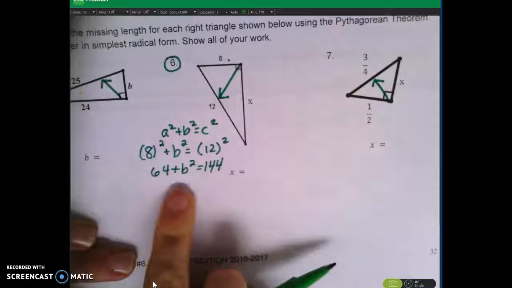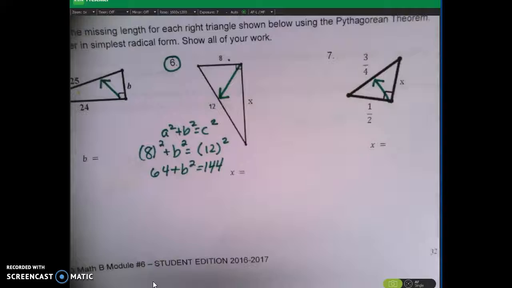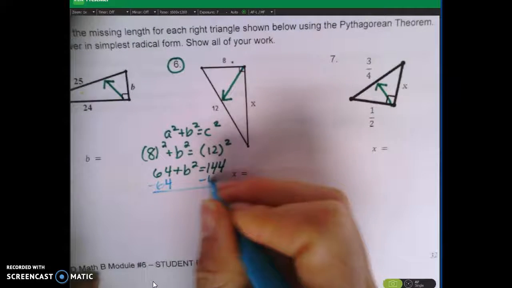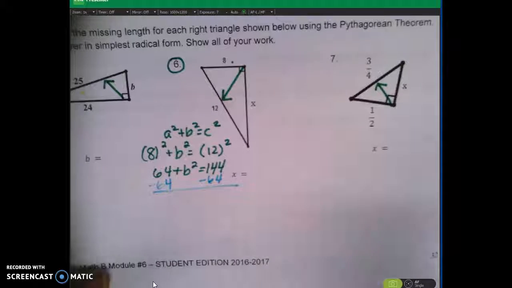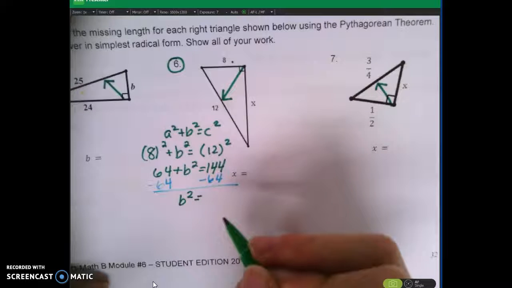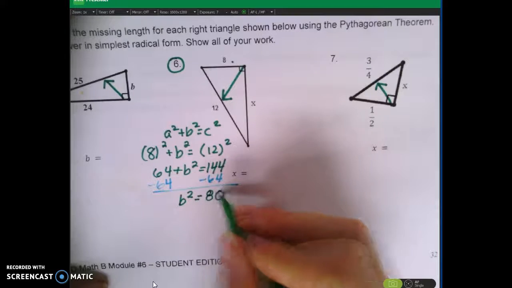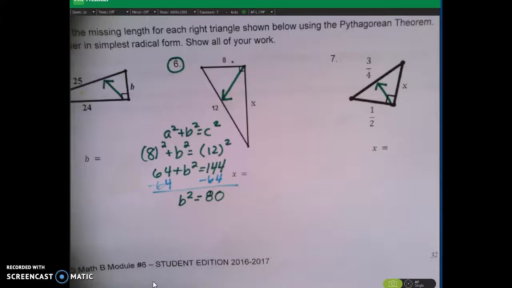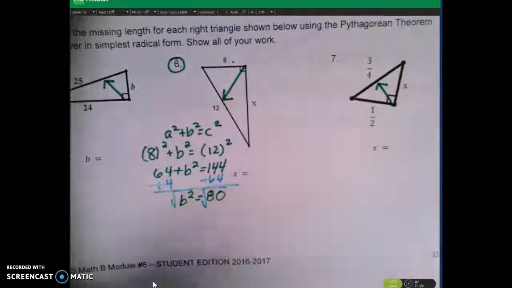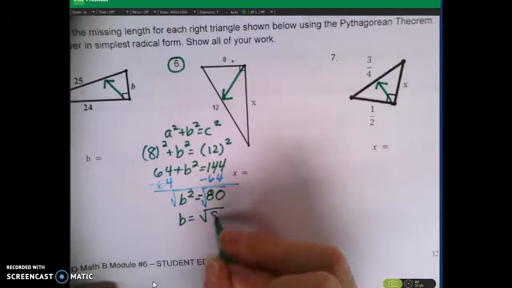I need to solve for b squared, so I have to get rid of the 64 first. What do? Subtract 64 from both sides. When I do that, I end up with b squared is equal to 80. But I don't want b squared, I just want b. So let's take the square root of both sides. Excellent. So I know that b is equal to radical 80.